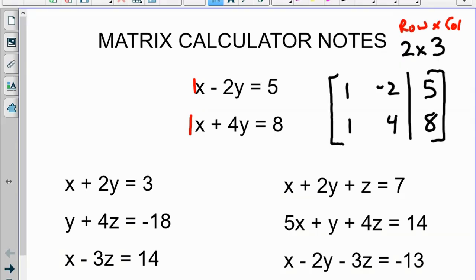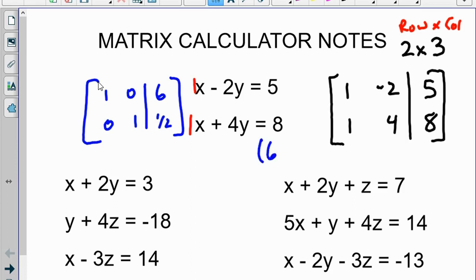If we go back to our original problem, after this gets rearranged, it looks like this, which is essentially saying that x is 6 and y is 1/2. So we would write our answer as an ordered pair: (6, 1/2).